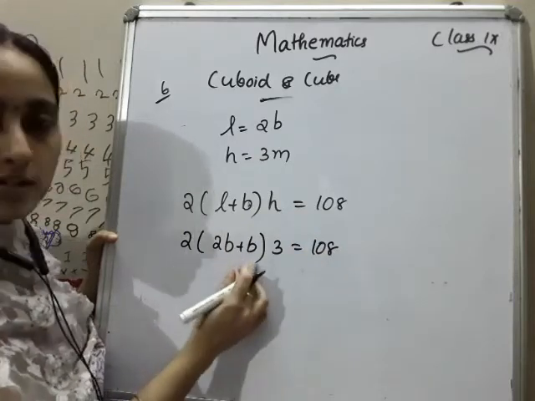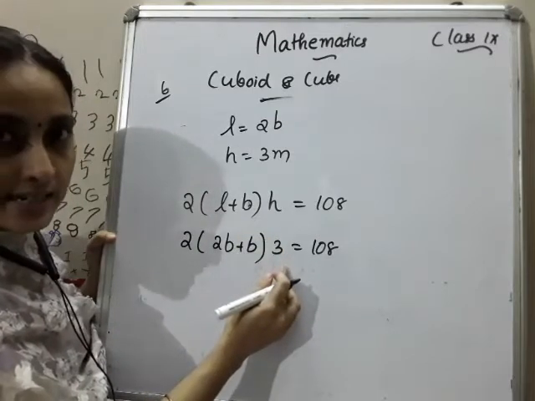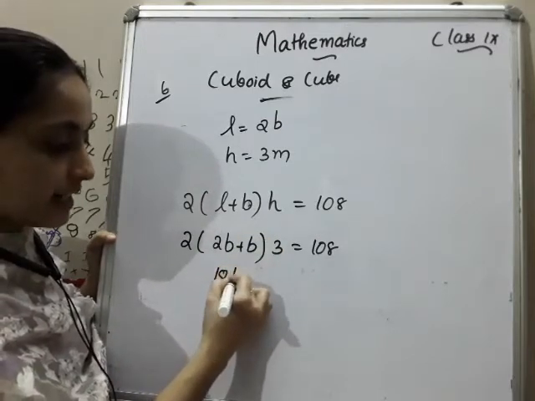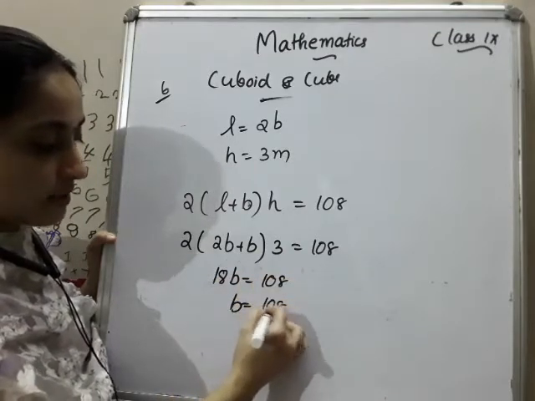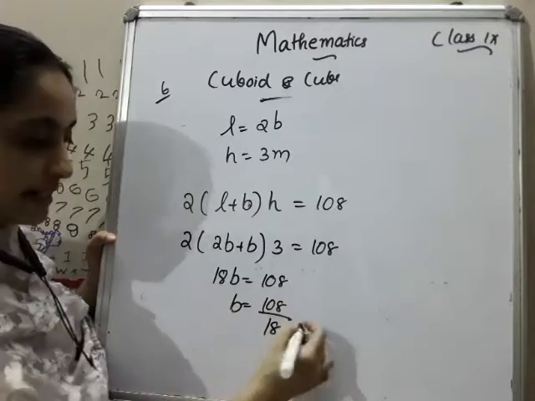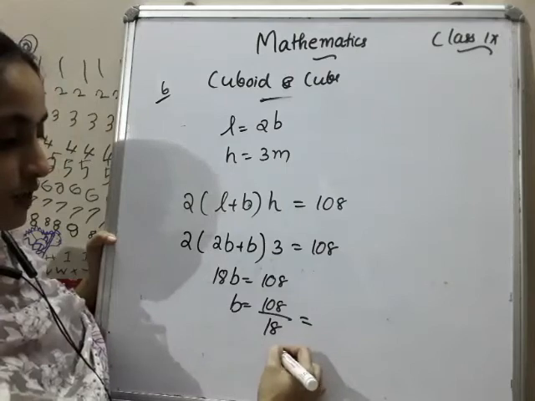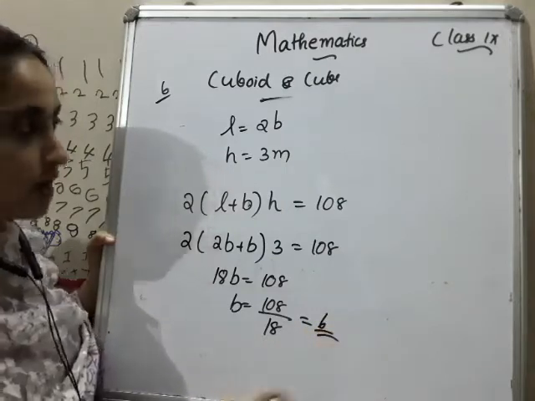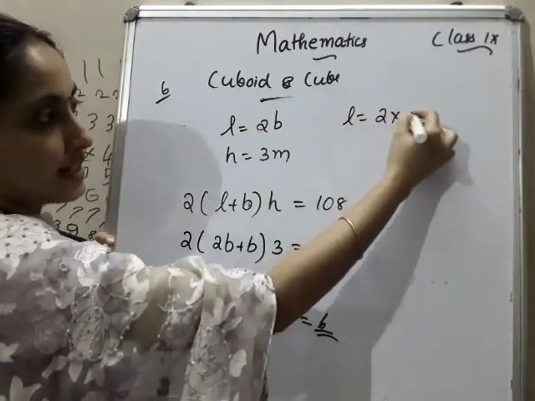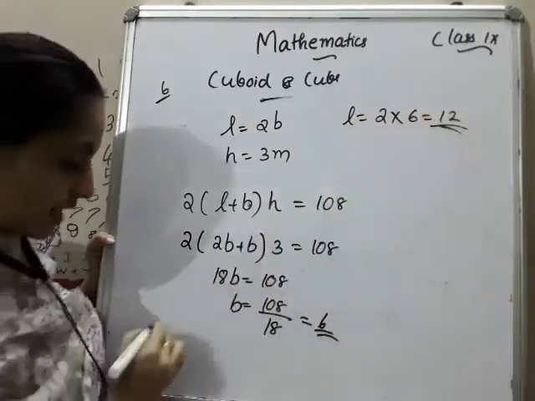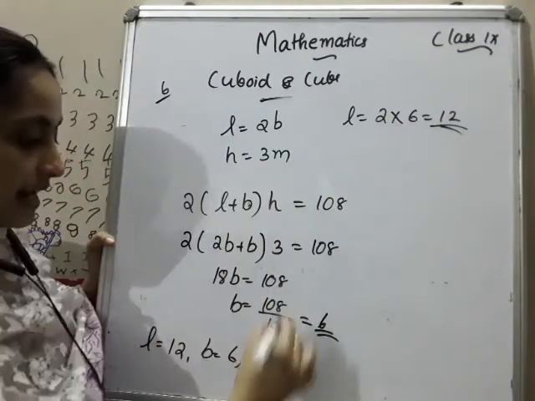Okay, so 2B plus B is 3B. So 3 into 2 is 6, 6 into 3 is 18. So 18B will be equal to 108. So B will be equal to 108 by 18. So that is equal to 6 times. B is equal to 6 we got. So if B is equal to 6, what is L? L is equal to 2 into 6, that is equal to 12.